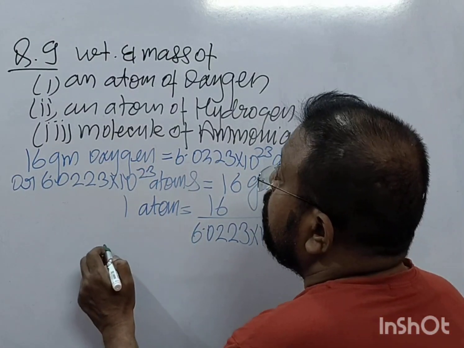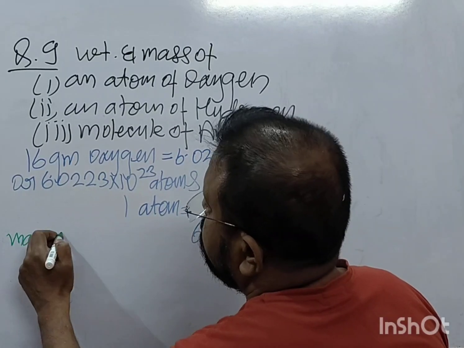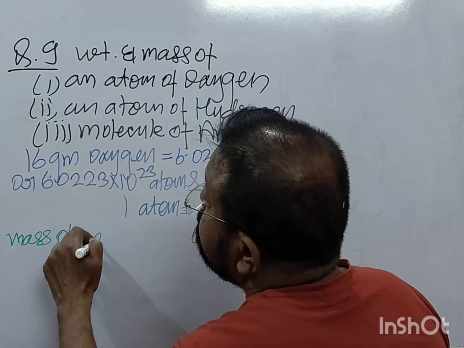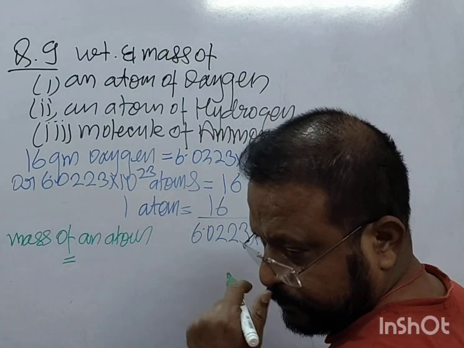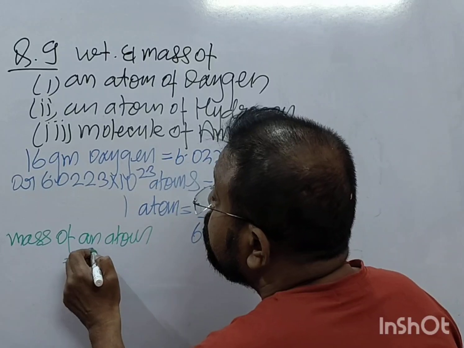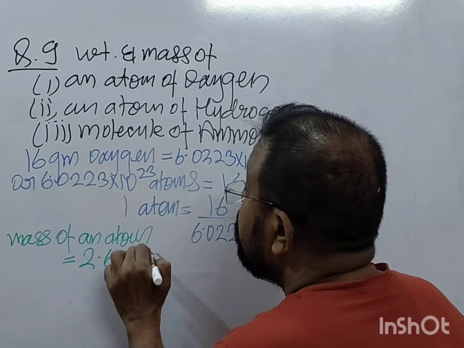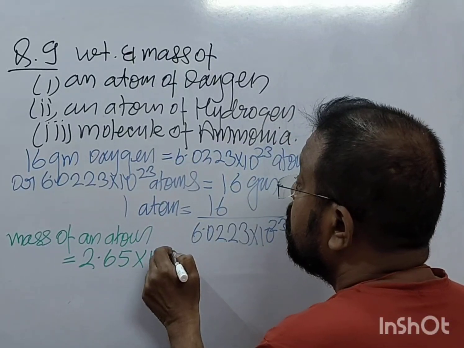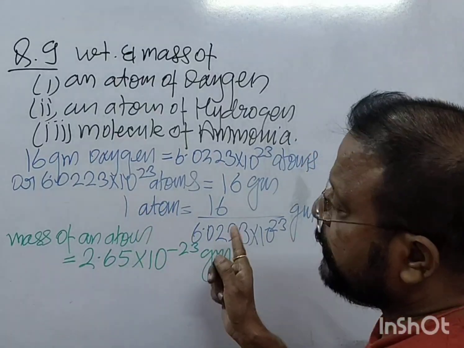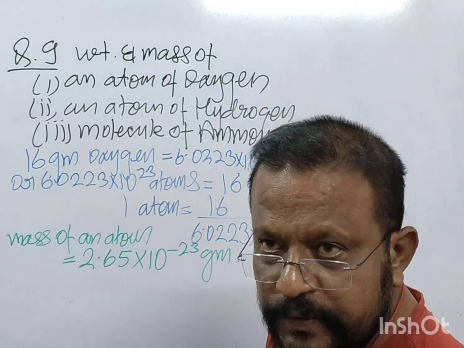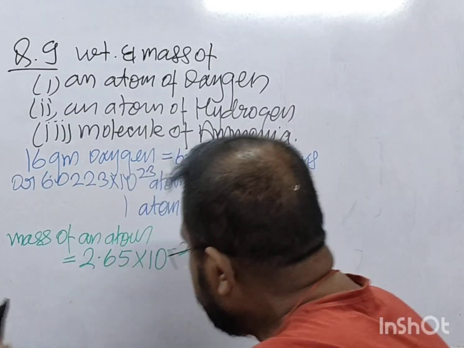So the mass of an atom is equal to how much? 2.65 into 10 raised to the power minus 23 gram. You get it? This much you have to find. Okay. Should I do the next one? Yes.